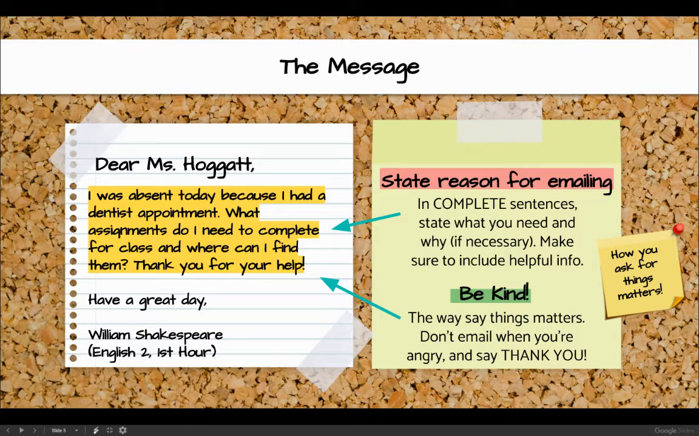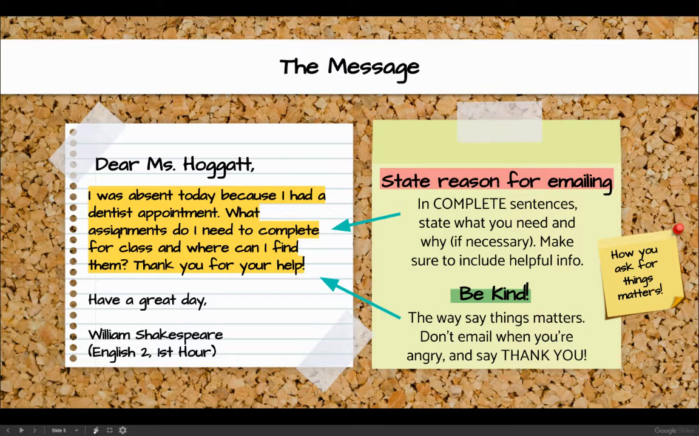Also, make sure that you're kind in your email. So maybe if you are angry about your grade or something that happened in class and you would like to talk to your teacher about it, but you're still mad whenever you sit down to write your email, maybe go do something else for a little bit and then come back so that way you can write your email in a formal manner and make sure that you use kind, or if you're not feeling very kind, at least very formal language. Do not email when you're angry.